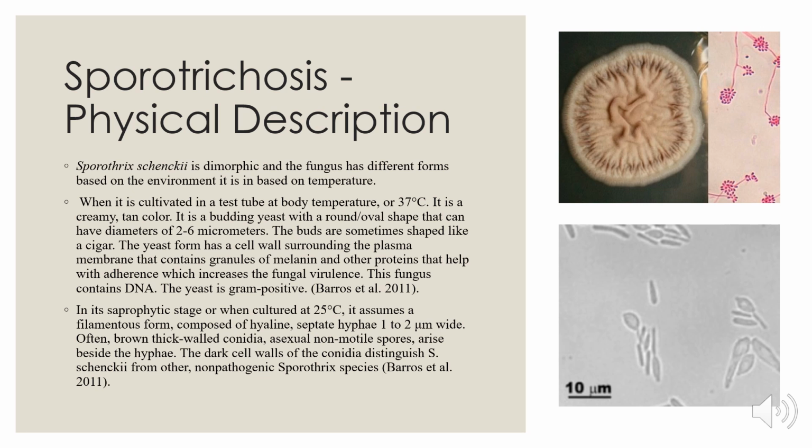The yeast form has a cell wall surrounding the plasma membrane that contains granules of melanin and other proteins that help adherence, which increases the fungal virulence. This fungus also contains DNA and is gram-positive.